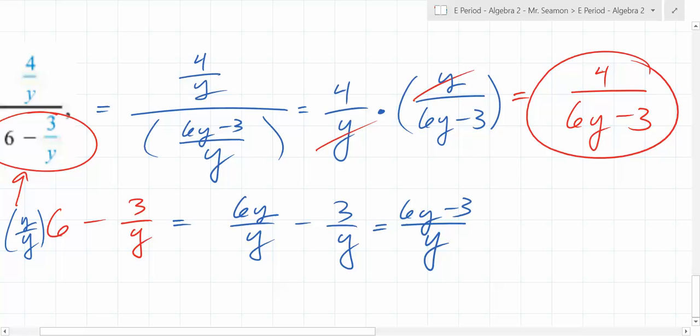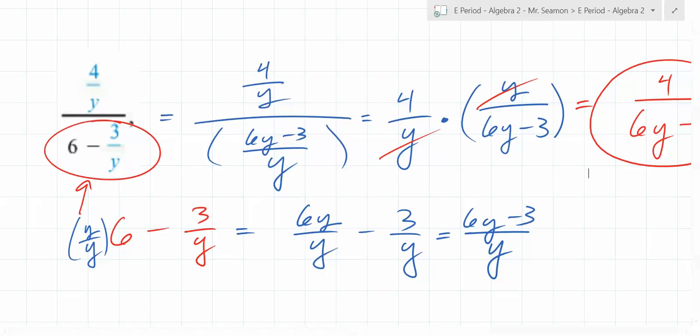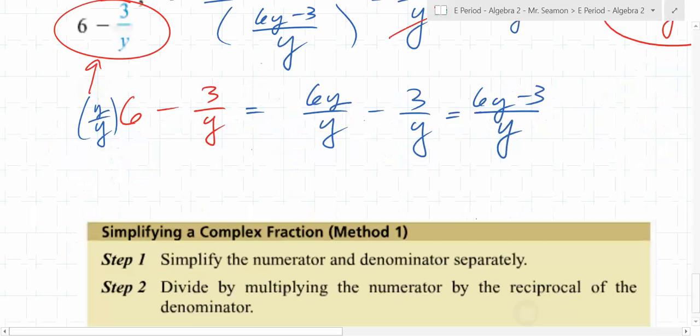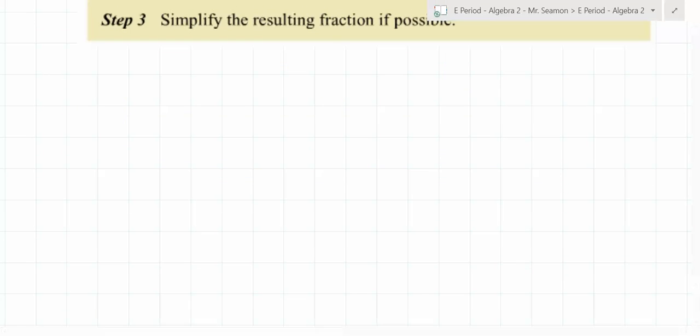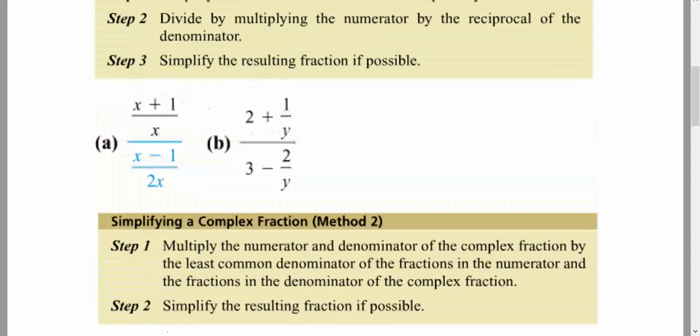This is another method. This seems a little longer, but in this case it is longer. There are other times when this method is going to be shorter. So how many methods did we just... Best way we can actually practice this is to just go ahead and do them.